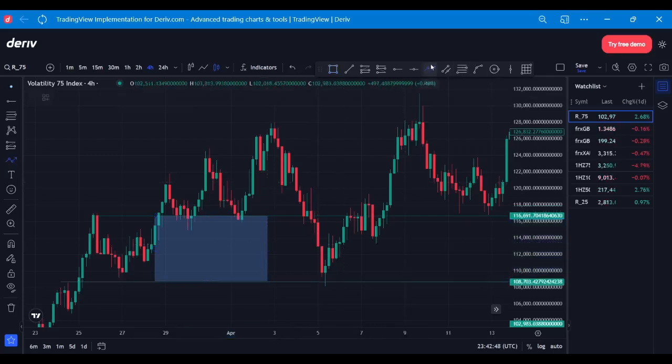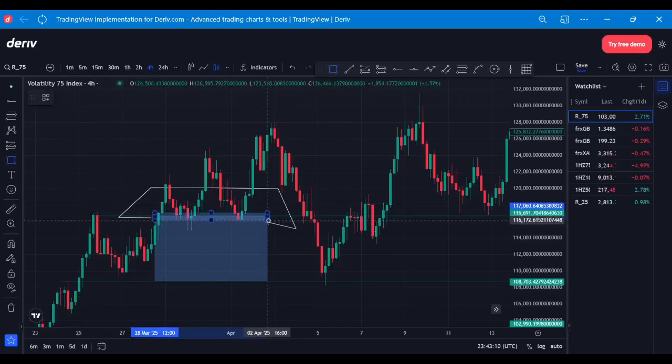So let me do something like this. I know how to draw before. So this is a house. This is a house, and this is our ceiling here. This level is our ceiling, right? Support and resistance level is like a ceiling.